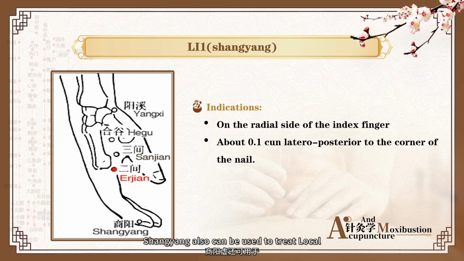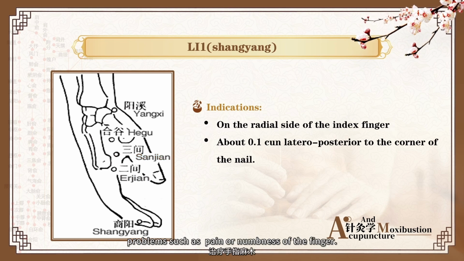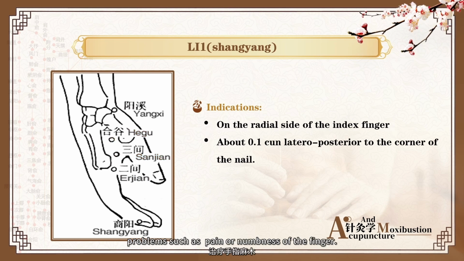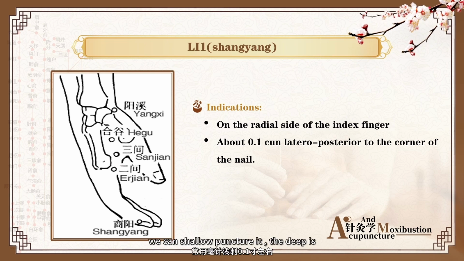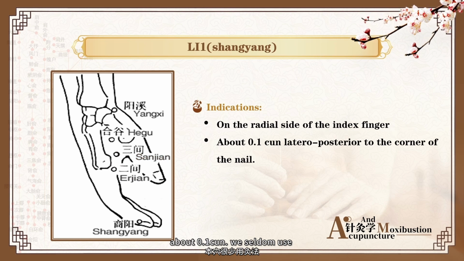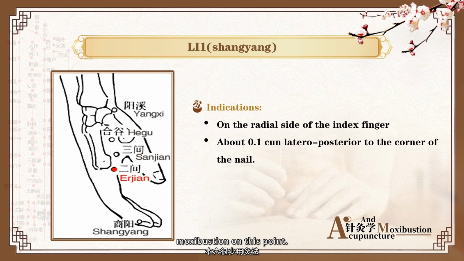Shangyang also can be used to treat local problems such as pain or numbness of the finger. We can shallow puncture it. The depth is about 0.1 cun. We seldom use moxibustion on this point.